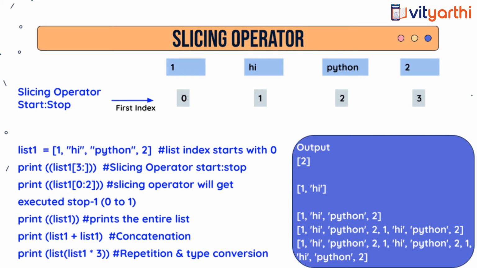print(list1). It prints the entire list. The output will print the entire list. print(list1 + list1), concatenation. The output will repeat the list. print(list1 * 3), repetition and type conversion.